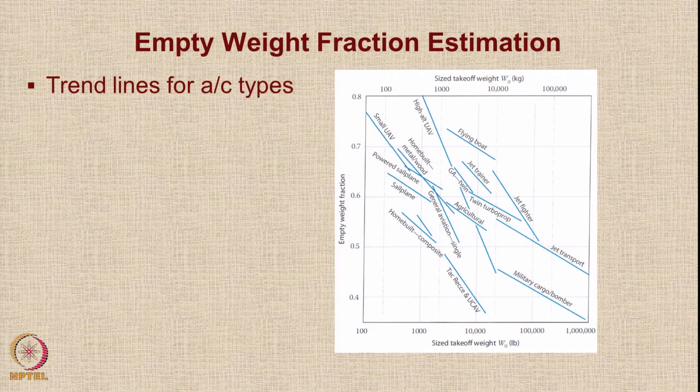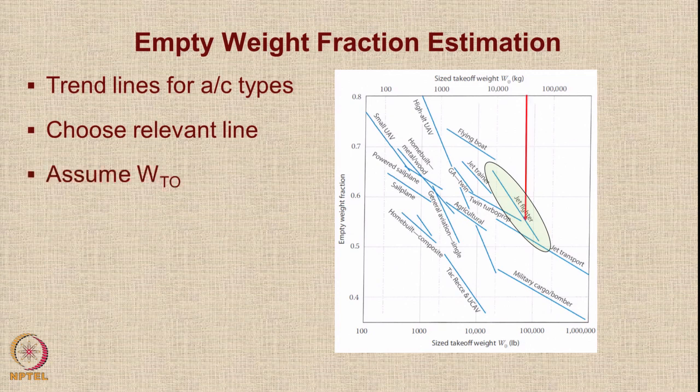In our case, what we do is we look at these trend lines for various aircraft types and we choose the relevant line. For us it is jet fighter, and we assume some WTO and then come on to this line, and then we estimate the empty weight fraction by moving horizontally.